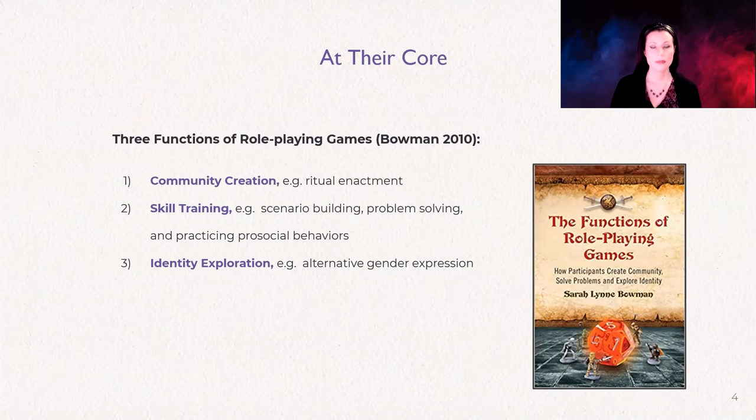So at their core, there are three main functions of role playing games, as I've described in my book. There's first community creation, and this can take the form of things like enactment of rituals together. The game itself brings people together. There's skill training, so scenario building, problem solving, practicing pro-social behaviors. That's going to be a big one for us today, especially as we talk about educational and therapeutic LARP. And then identity exploration. So for example, exploring a different or alternative gender. But there's many ways that we can explore different parts of our identity, as we will see.